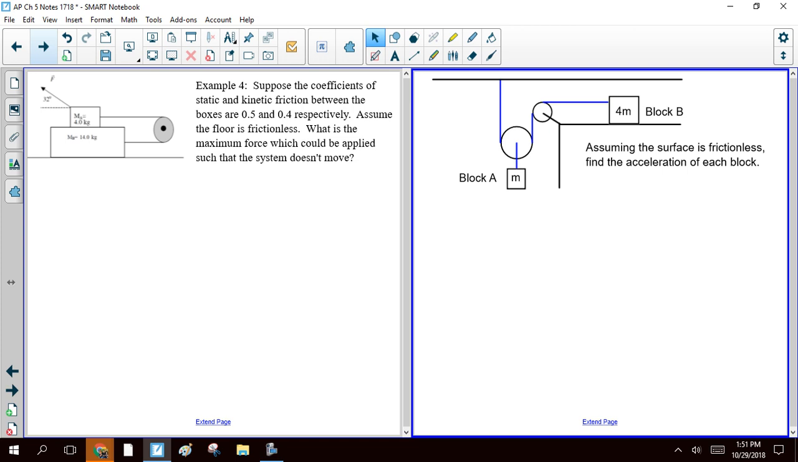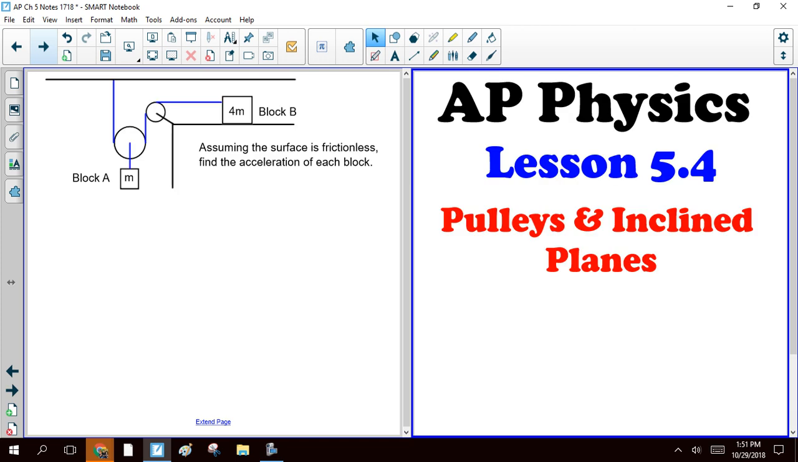Example 4 doesn't actually have the motion. I'm going to jump ahead to this last example, and then I'll come back and get example 4. All right, so here we go. So we've got this set up here. It says, assuming the surface is frictionless, find the acceleration of each block.